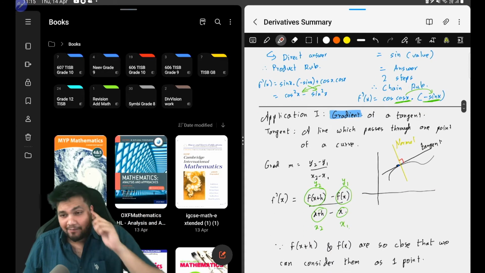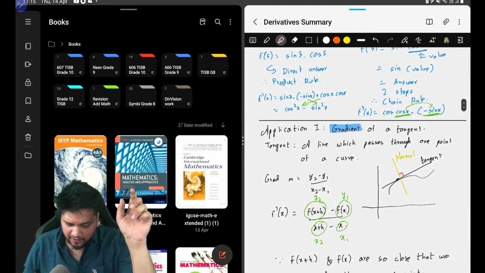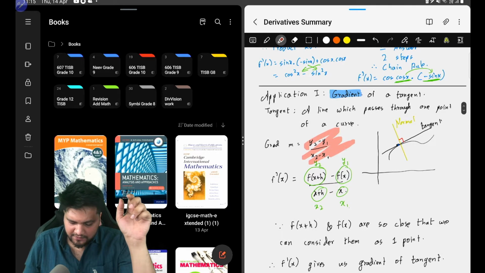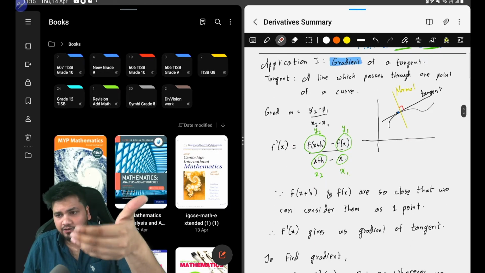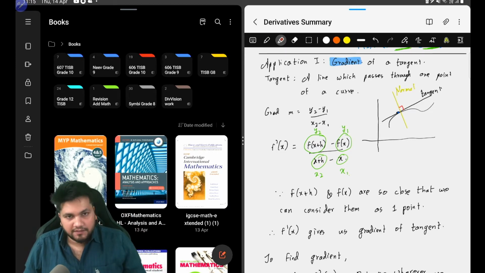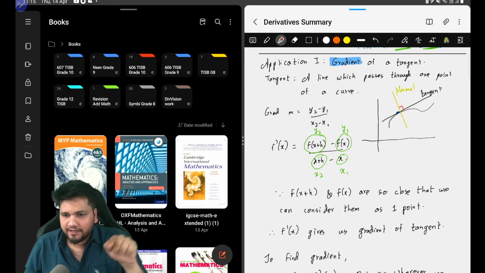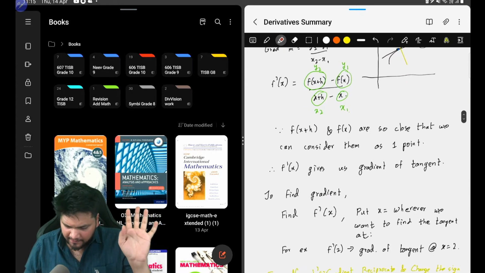Okay. Applications. The first one is the gradient of a tangent, right? Now see, we know gradient is y2 minus y1 upon x2 minus x1. So we can consider f of x plus h as y2, f of x as y1, x plus h as x2, and x as x1. So y2 minus y1 upon x2 minus x1 is nothing but the gradient. But here, since the value of h is very, very small, the points are just next to each other because it's instantaneous rate of change. So that's why it will become a tangent directly. So the 2 points are almost 1 point. Make sense, right, everyone? Okay.